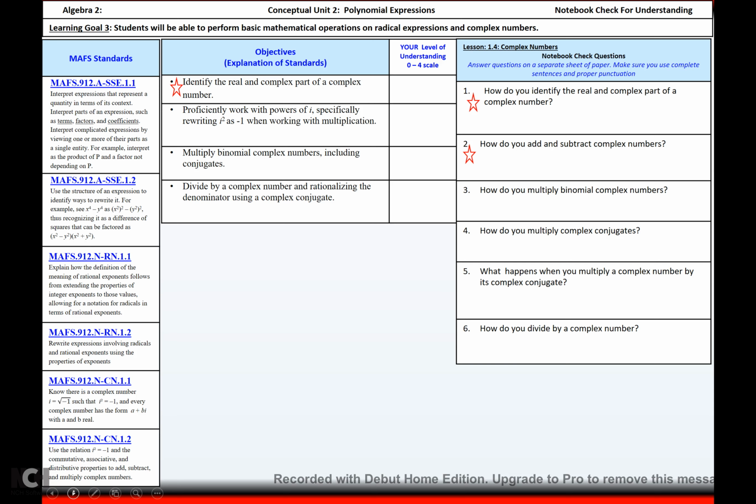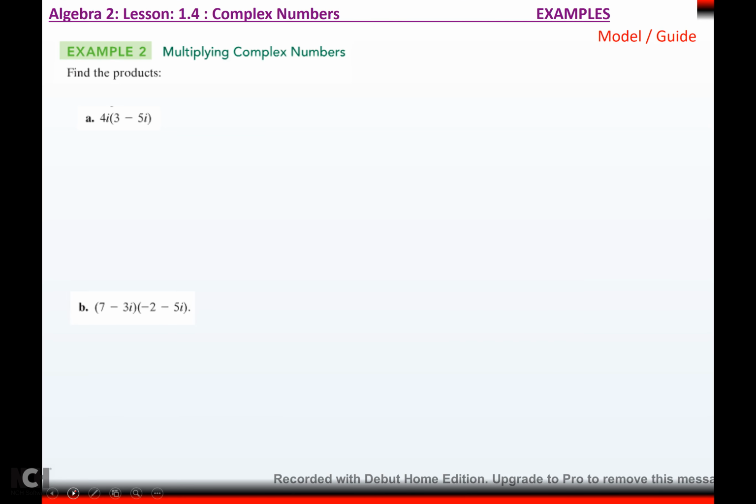Alright, so how do you identify the real part of a complex number? The real and imaginary part of a complex number: a is the real, b is the imaginary. How do you add and subtract complex numbers? Combine like, well, you know what? I should say parentheses first, then combine like terms.